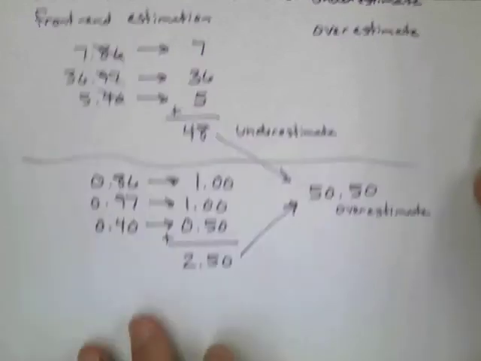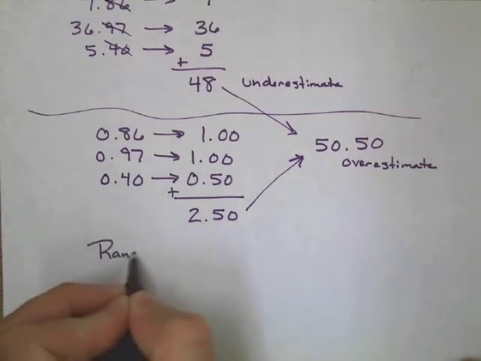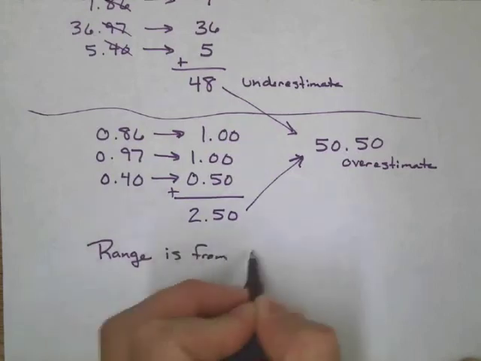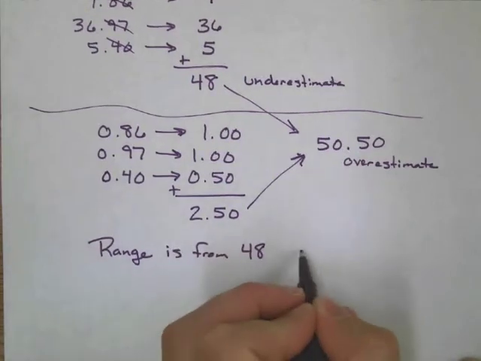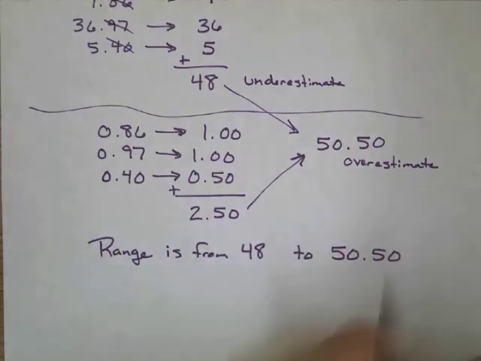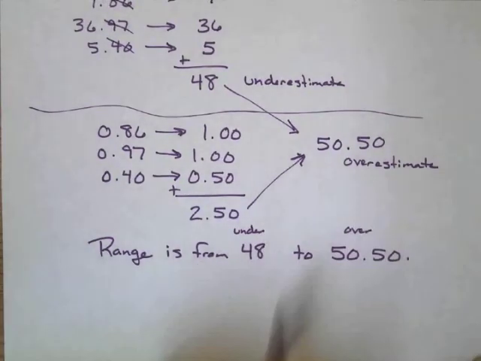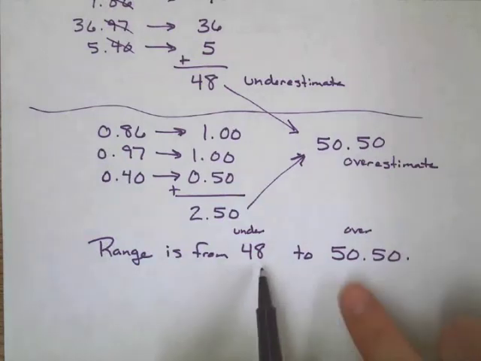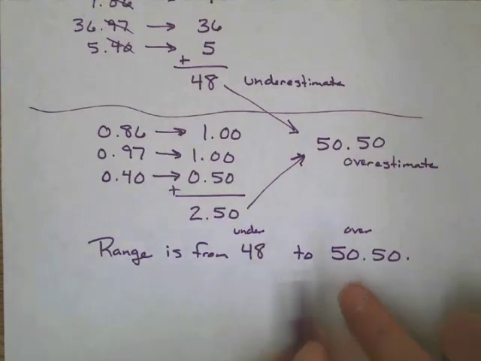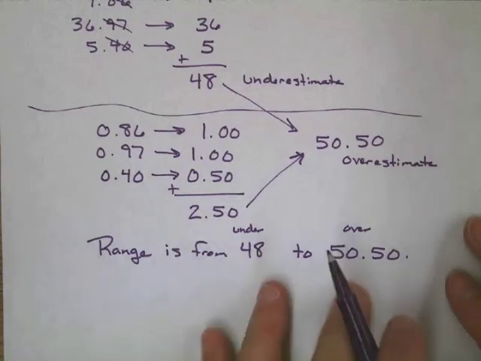So what we can say for sure, we don't know the exact number, but what we can say for sure is that our range is from 48 to 50 and 50 hundredths. Again, this is our underestimate, this is our overestimate, and our exact number is going to be somewhere between these two numbers. And for a lot of things that we do, when we want to do just quick numbers, we want to get an about, this is oftentimes good enough.